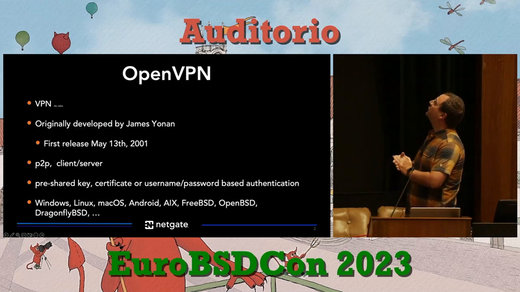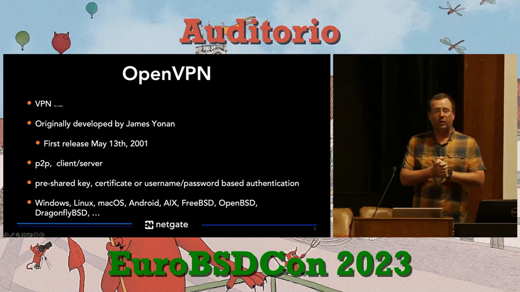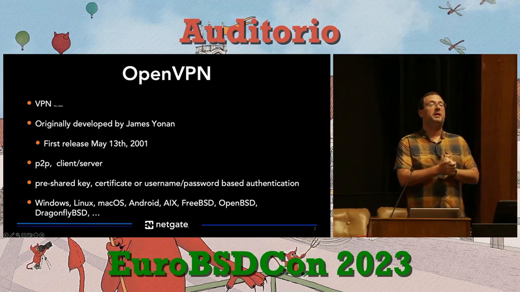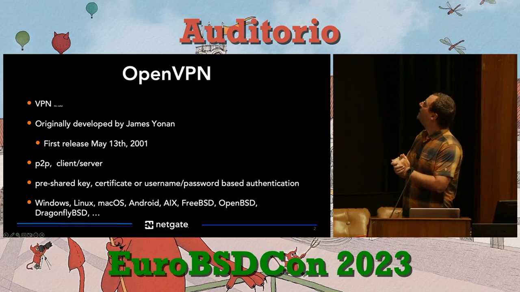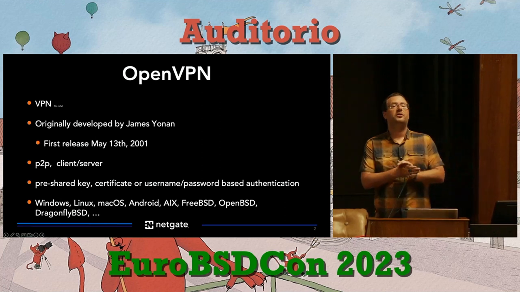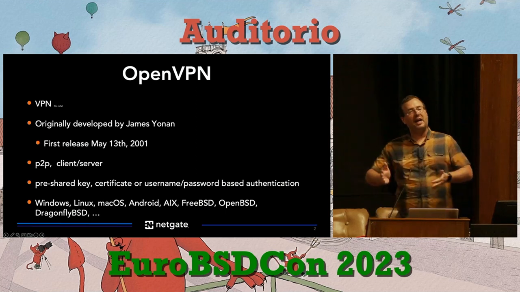Let's talk about really interesting things like OpenVPN. What is it? Well, OpenVPN is a VPN. We've all digested this shocking information. Originally developed by James Yonan, first release in 2001, so this is a project with, you know, some history. It's not a FreeBSD, but it has some history.